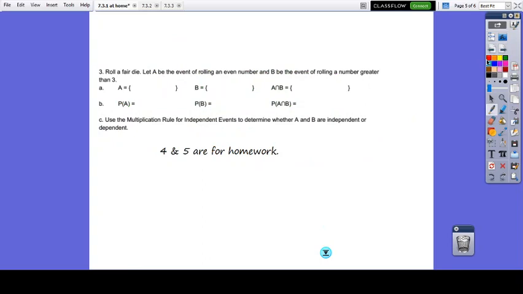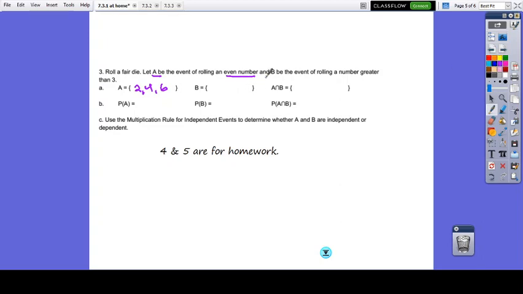Number 3: if you flip the page, at the top of the page, we are going to roll a fair die. All that this means is that it's not a weighted die, it's not a magic die, anything like that. It's got 1, 2, 3, 4, 5, and 6 on the sides. Let A be the event of rolling an even number. This is my set notation, so I'm just going to list all of my even numbers: 2, 4, and 6.